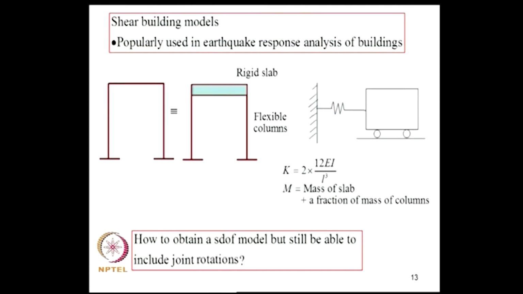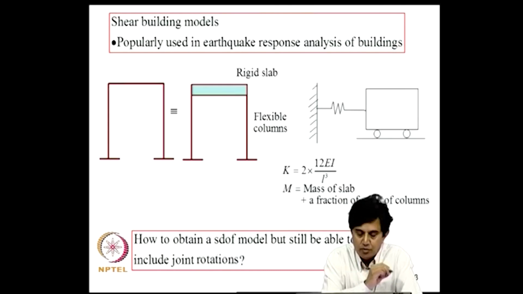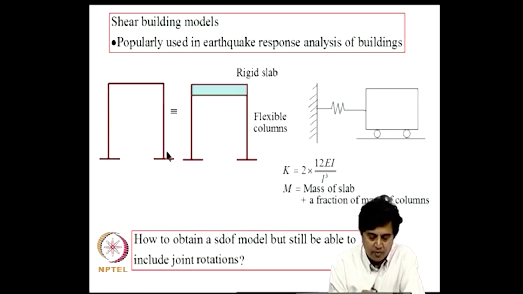Now, a few remarks on what are known as shear building models, which are commonly used in earthquake response analysis of structures. Suppose you have a 1-story portal frame like this. Typically what we assume is that this represents a slab, and the slab is infinitely rigid in relation to the columns in this direction. That is, as far as horizontal motion is concerned, the slab can be taken as infinitely rigid in its own plane. So, the stiffness for motion in this direction comes basically through the flexibility of the columns, the stiffness of the columns. So, slabs are infinitely rigid, columns are flexible.